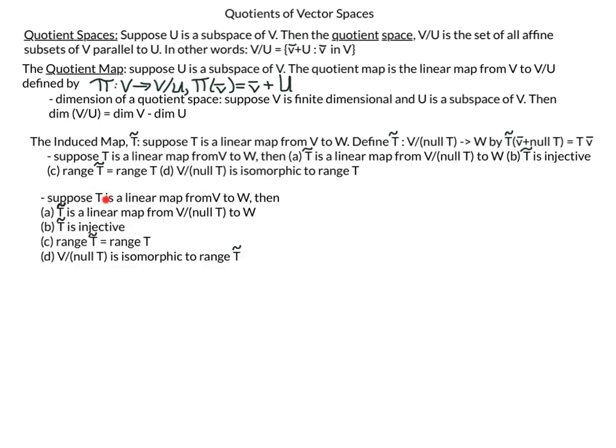And we have this theorem that I'm going to state without proof. Suppose T is a linear map from V to W. Then, 1, our induced map T tilde is a linear map from V over null of T to W. 2, this induced map T tilde is injective. 3, the range of the induced map T tilde equals the range of T. And then the quotient space V over null of T is isomorphic to the range of T.